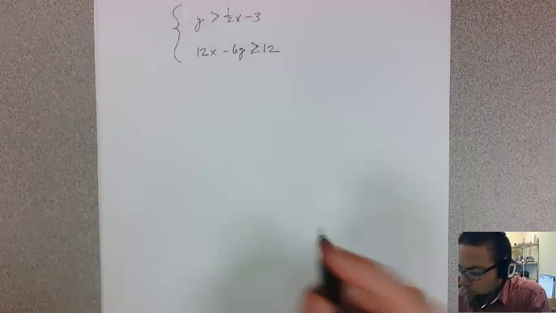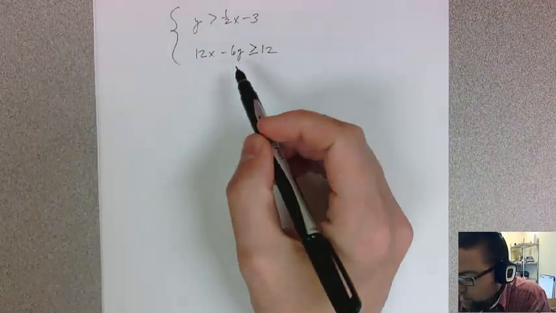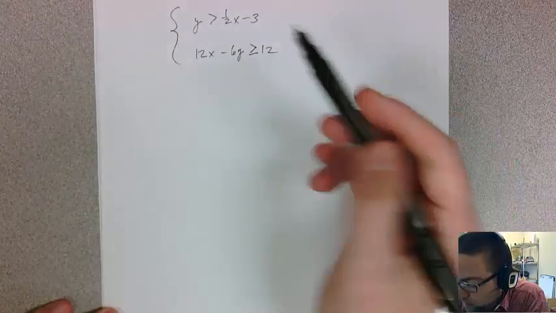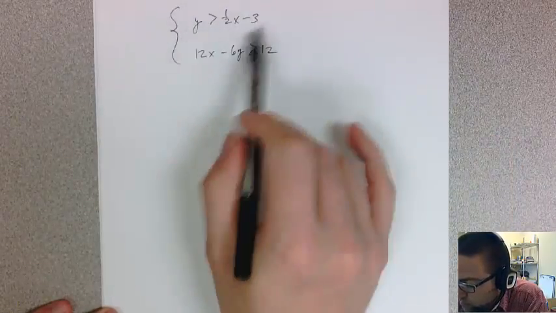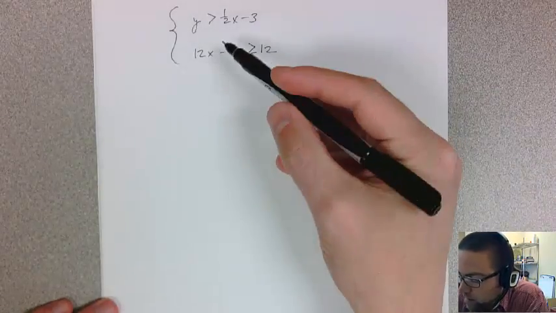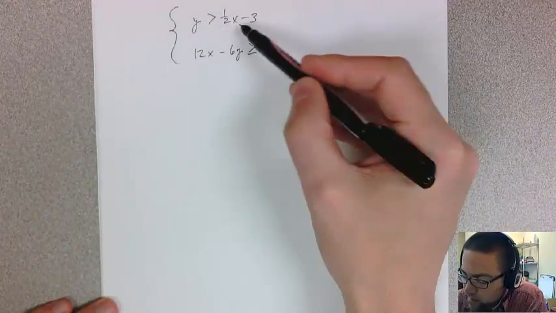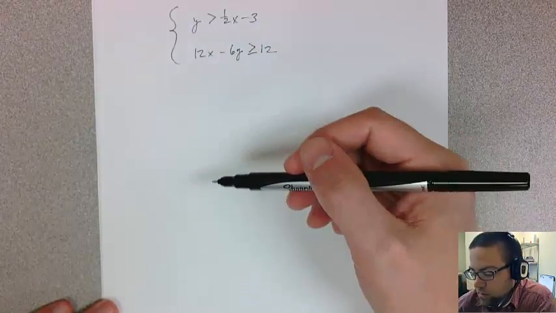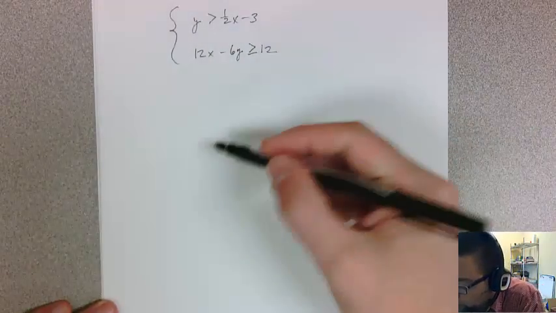Okay, let's do some examples of graphing systems of linear inequalities. Up first, we have this system where we have two linear inequalities, and we're going to graph them in the plane and show what values of x and y make both of those inequalities true.